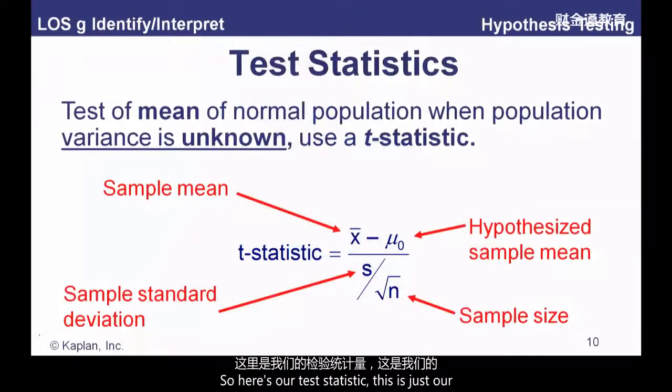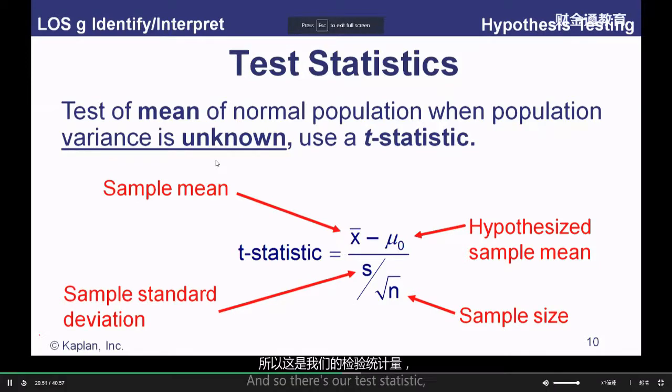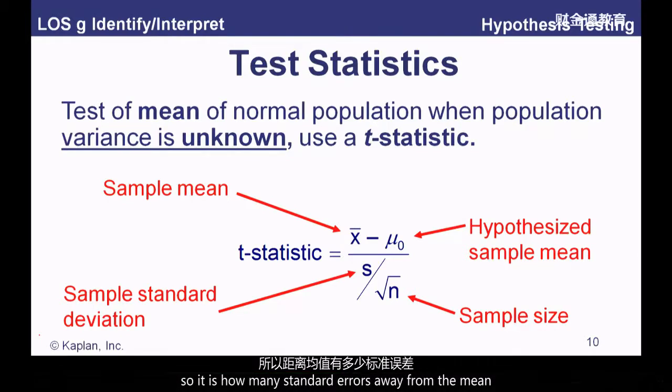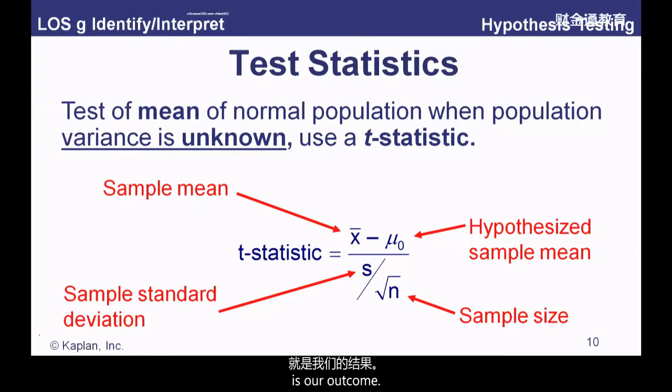So here's our test statistic. This is just our standard normal. When we do a test of the mean when population variance is unknown, we use a t statistic. Well, that's our t statistic. It is very similar to our z statistic, except now we have the sample standard deviation rather than the true standard deviation, rather than sigma. And so there's our test statistic. It is how many standard errors away from the mean our outcome is.